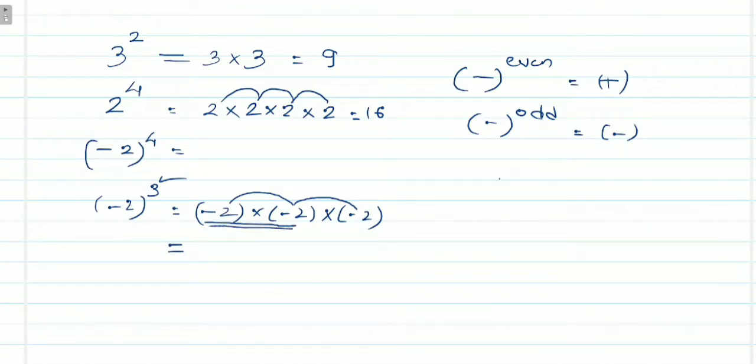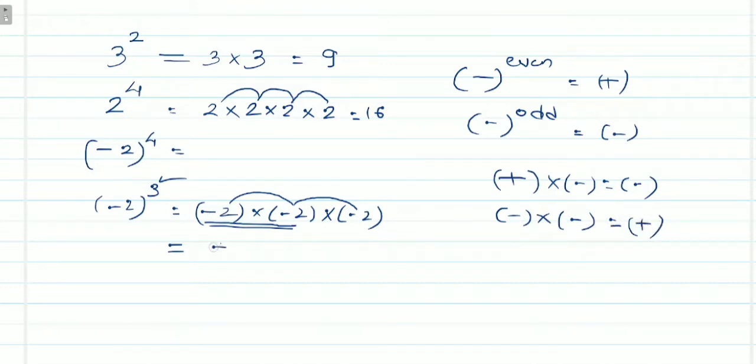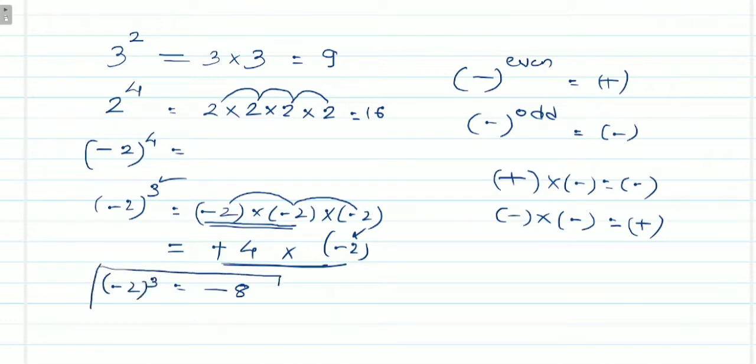You know that plus multiplied by minus is minus and minus multiplied by minus is plus. So this minus into minus will be plus. 2 times 2 is 4 multiplied by this minus 2 as it is. Now this will be plus into minus, it will be minus. 4 times 2 is 8. So therefore we get the answer: minus 2 raised to 3 is minus 8.